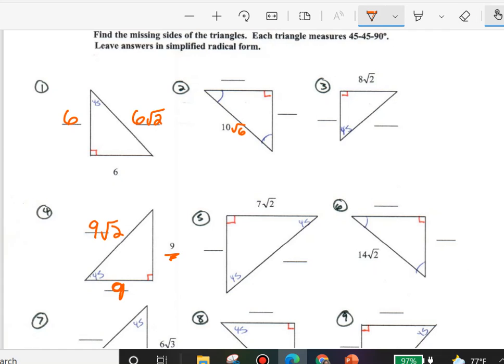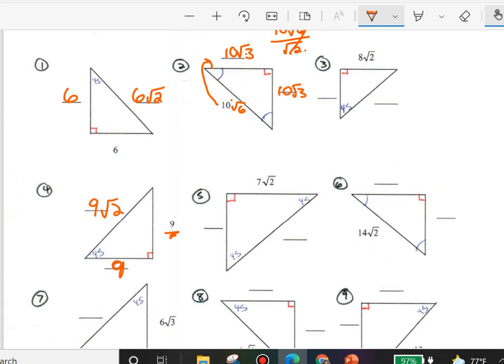So to go backwards from the hypotenuse to the leg, this is again when it'll get a little tricky, when you got to go backwards. You multiply by root 2 to go from here to there. So to go backwards, we're going to divide by root 2. So it's going to be 10 root 6 divided by root 2. Root 6 divided by root 2 is going to be 10 root 3, and the legs are the same. So this one is also 10 root 3.